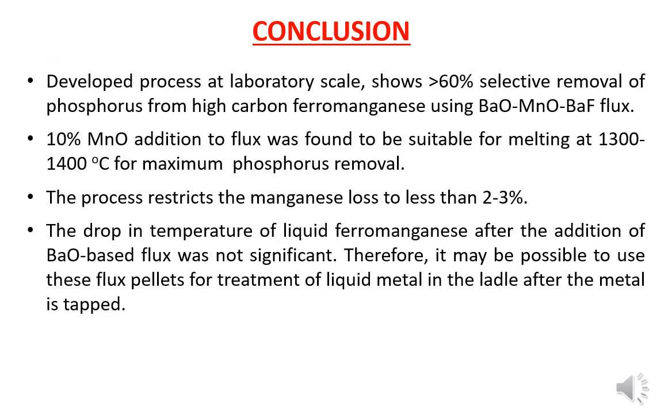Conclusion: the developed process at laboratory scale shows selective removal of more than 60% phosphorus from high carbon ferromanganese melt with the use of barium oxide based flux. 10% manganese oxide was found to be most suitable for melting the flux at moderate temperature between 1350 and 1400 degrees centigrade for maximum phosphorus removal. The process restricts the manganese loss to less than 2 to 3%.